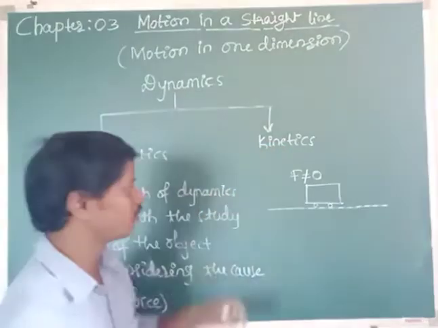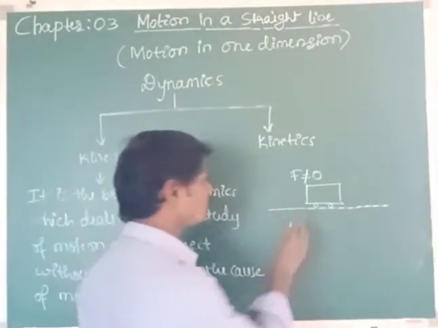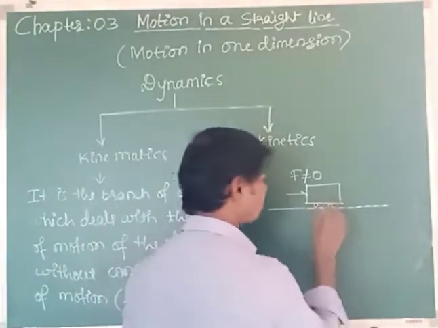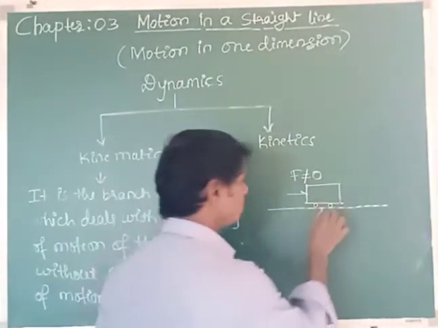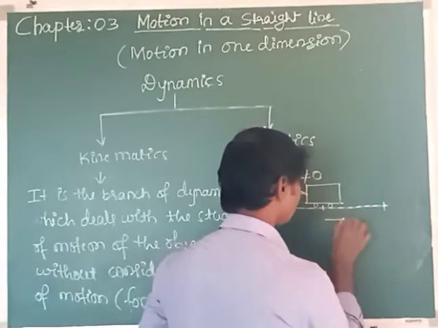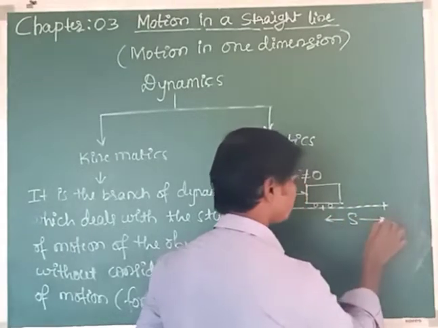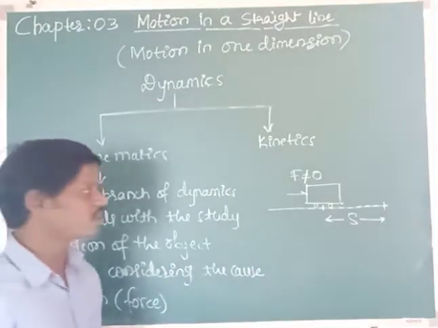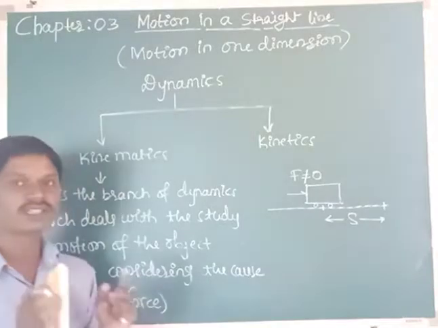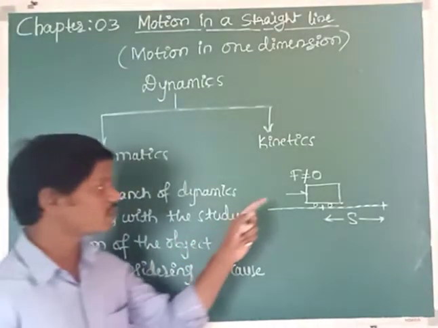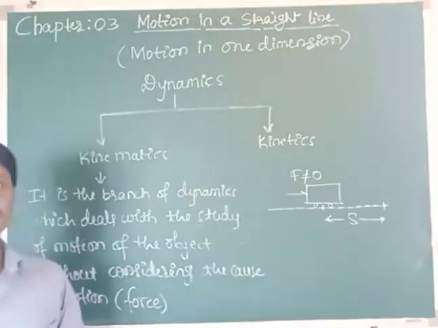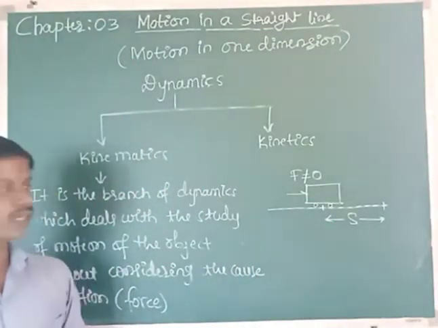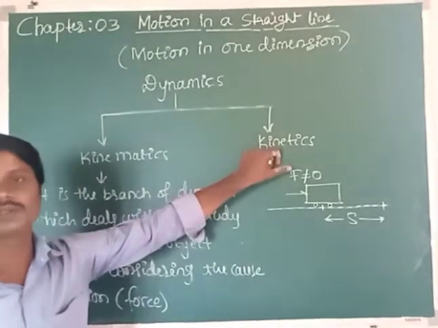If we apply the force, what happens? The body begins to move. When the object begins to move, the object covers some distance. That distance can be represented by s, and also this object has speed, velocity, and acceleration, but that acceleration depends on whether the velocity is uniform or non-uniform. If the velocity is uniform, then the acceleration of the object is 0. But here we are not going to study about force.